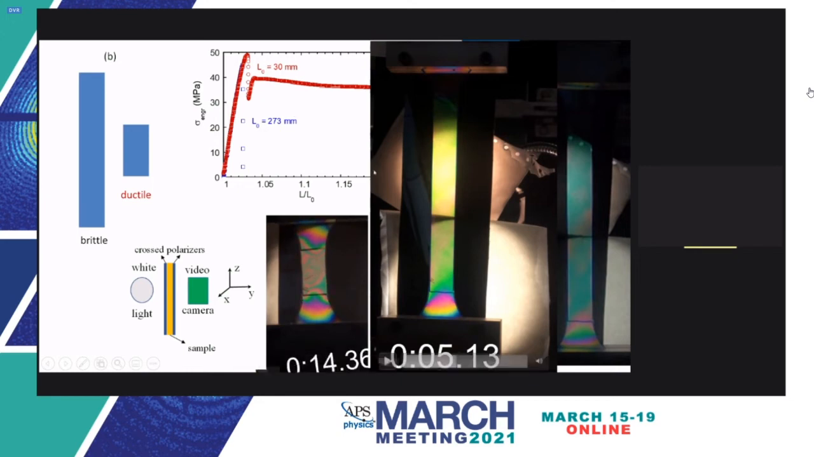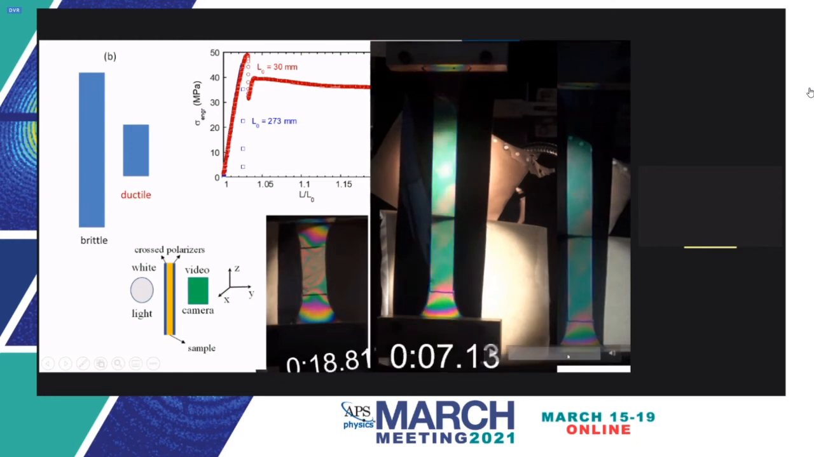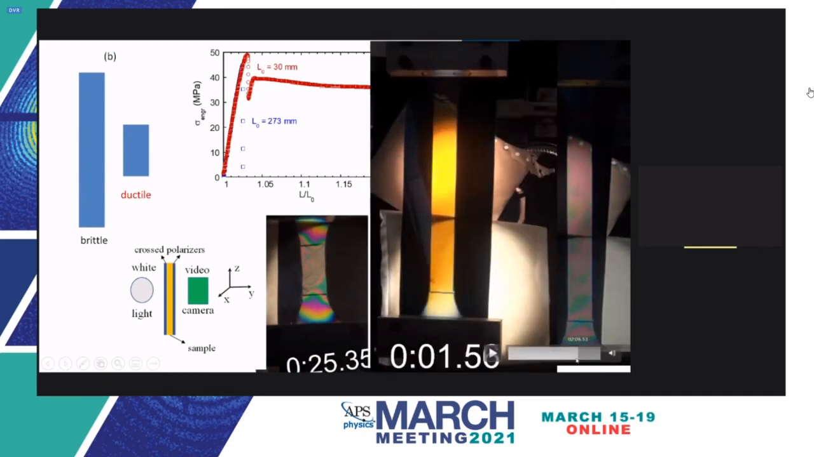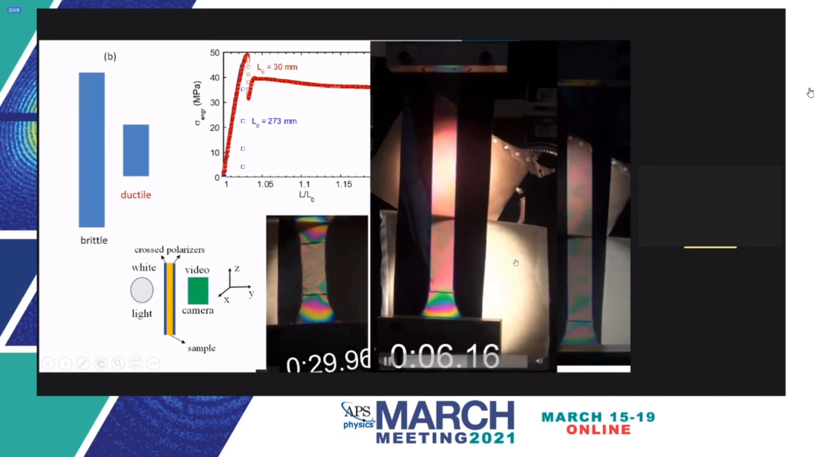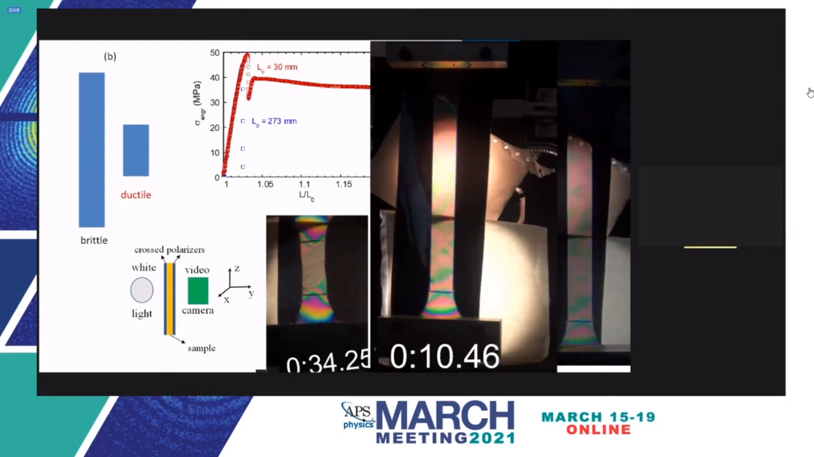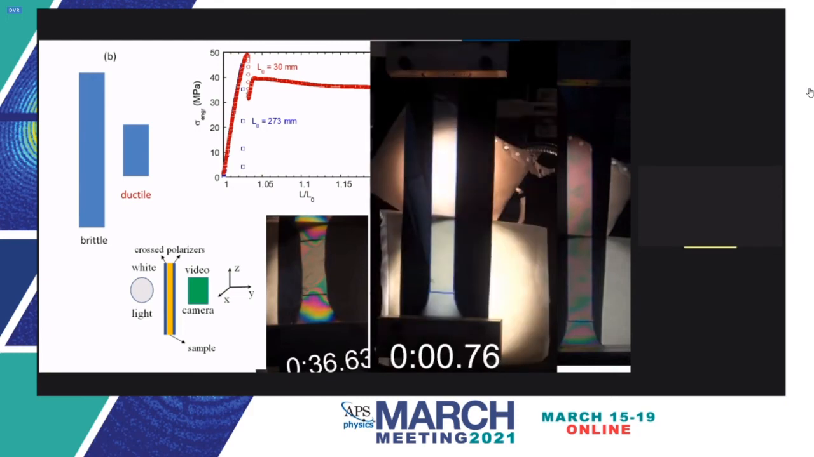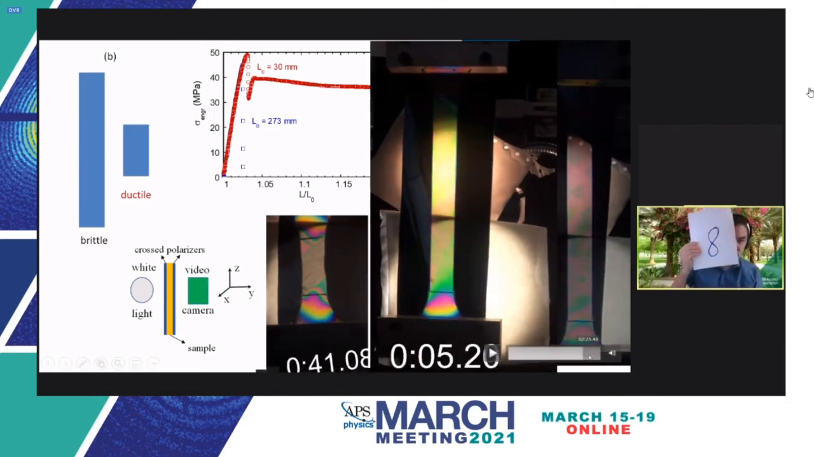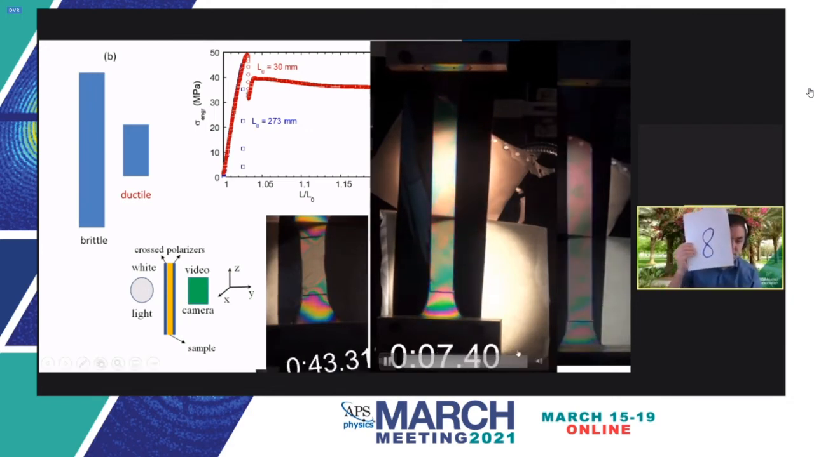But the long sample, this movie is supposed to be showing, it has two movies. Let me just get to the point. For the long sample, one movie is at regular speed, the other at high speed, so you can see the failure around here. It's brittle. My goodness, this is completely madness. Just based on different length of your sample, it can turn from brittle to ductile and vice versa.